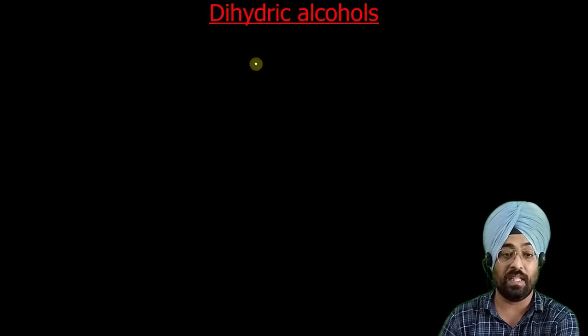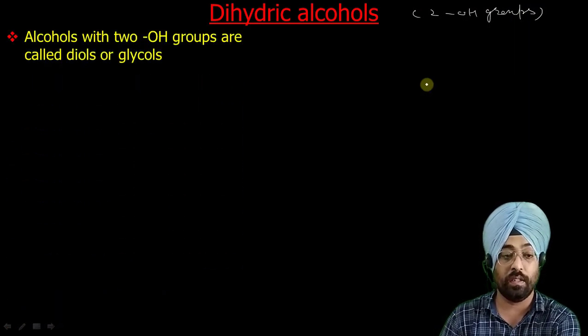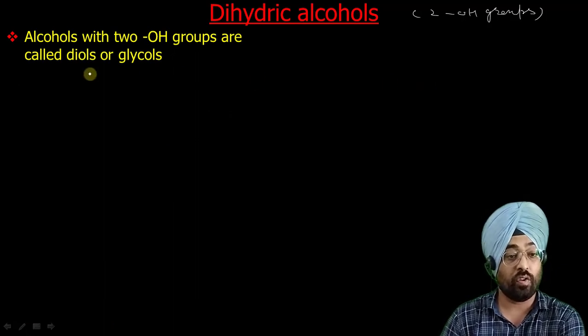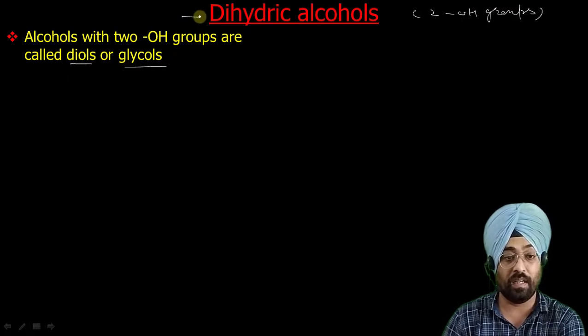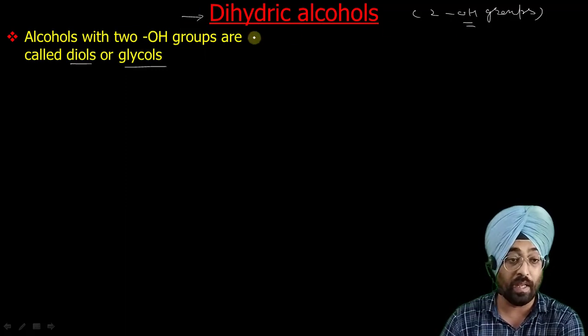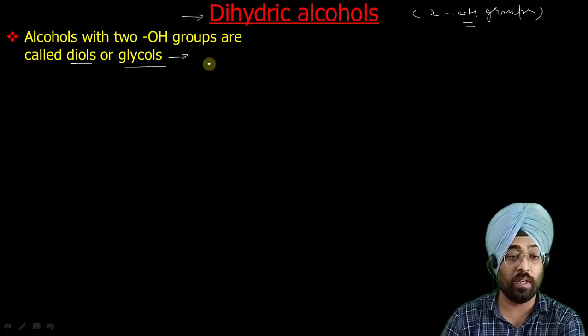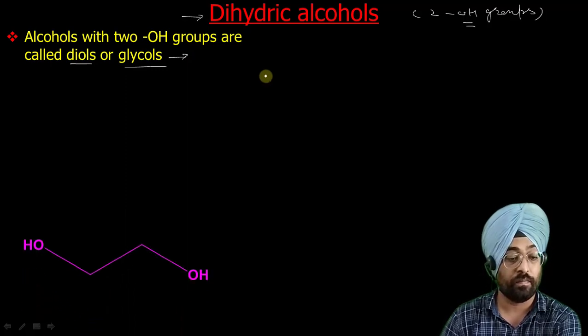As the name suggests, dihydric alcohols are those alcohols which have two hydroxy groups per molecule. They are called dihydric alcohols, and the other name for them is diols, or commonly they are called glycols. So what are dihydric alcohols? Alcohols which contain two OH groups per molecule are called dihydric alcohols, or diols, or commonly glycols. Basically vicinal diols are called glycols.